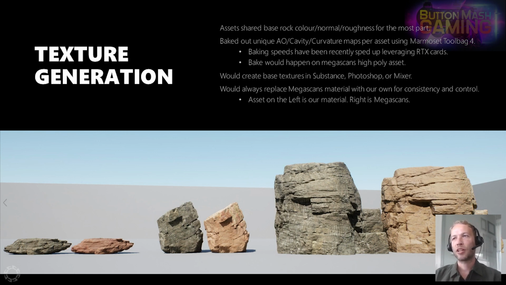We would create base textures in Substance, Photoshop, or Mixer, and we would always replace the Megascans materials with our own for consistency and control. And so assets on the left is our material, right is Megascans. And like I mentioned, most of the assets here were not Megascans, but when we did use Megascans, and for other Megascans tests we've done, this tends to be the workflow we go with.